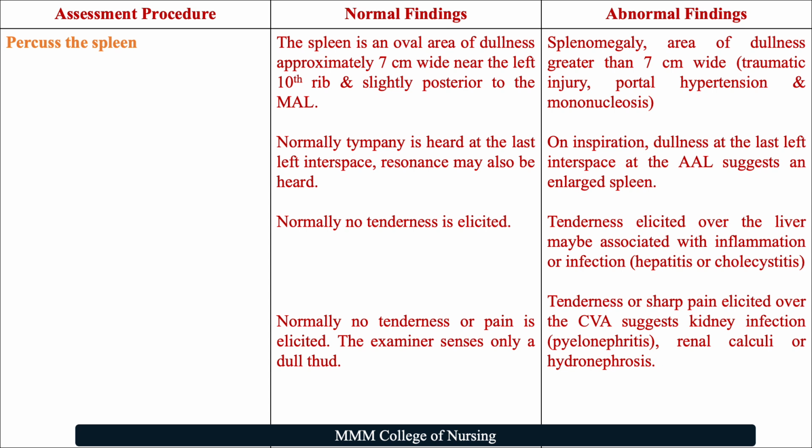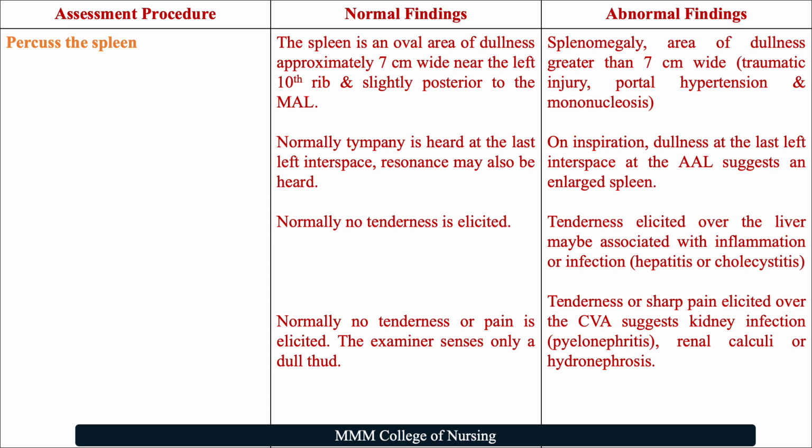Moving over to the percussion of the spleen, normally the spleen is an oval area of dullness approximately 7 cm wide near the left 10th rib and slightly posterior to the mid-axillary line. Abnormal findings indicate splenomegaly. An area of dullness greater than 7 cm wide can be suggestive of traumatic injury, portal hypertension, and mononucleosis. Normally, tympany is heard at the last left interspace. Resonance may also be heard.